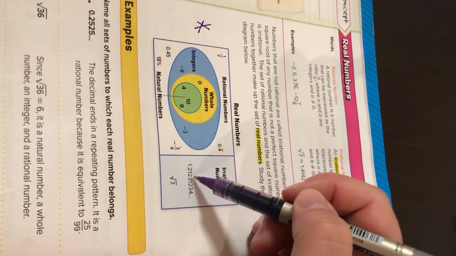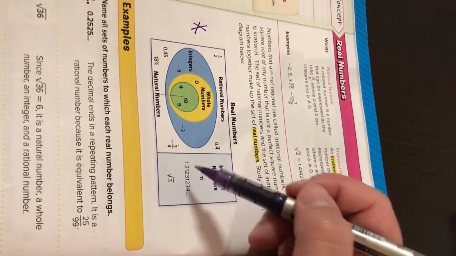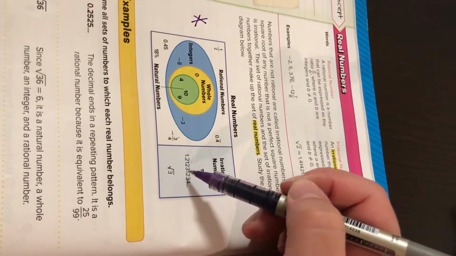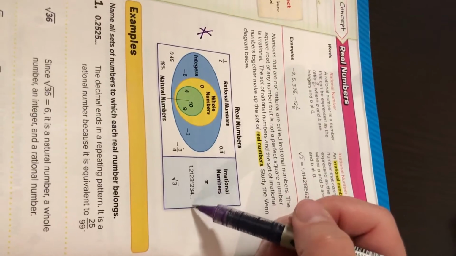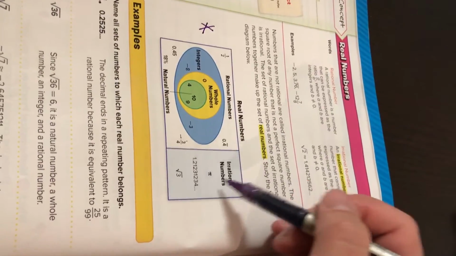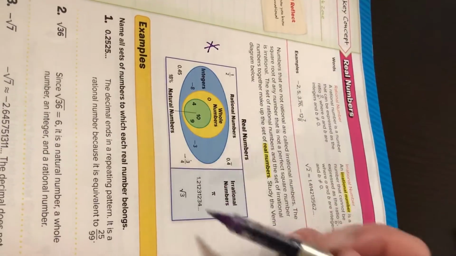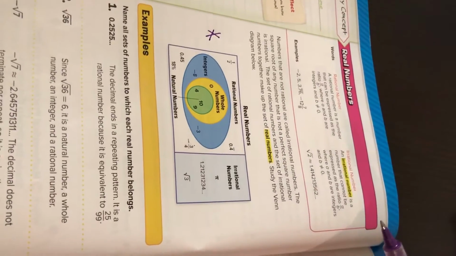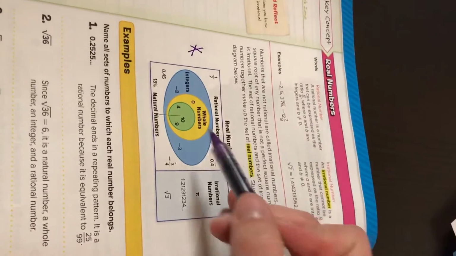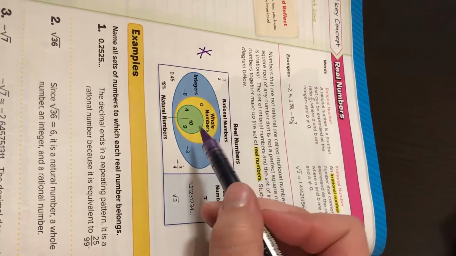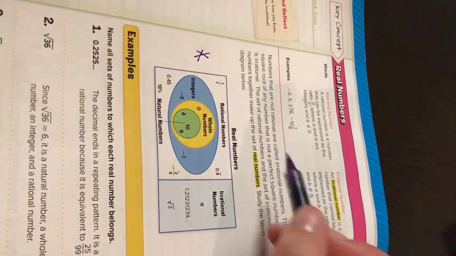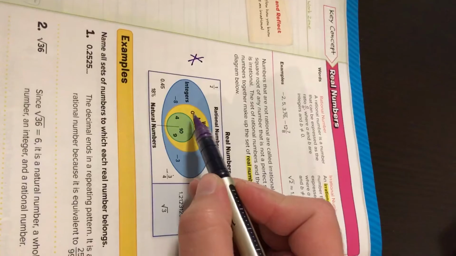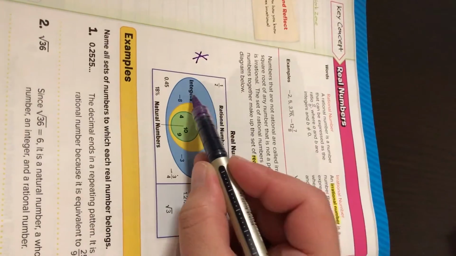So it says 1, 2, 1, 2, 3, 1, 2, 3, 4. So there's never a time where it starts saying 2, 2, 2, 2 or 2, 1, 2, 1, 2, 1. It's not repeating. That means it's irrational. Okay, and then real numbers include everything that you know. Any number that you know is a real number. Okay, so 10 is a natural number, whole number, integer, rational number, and real number. 0 is a whole number, integer, rational number, and real number.